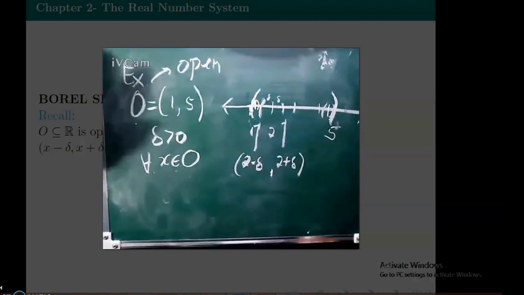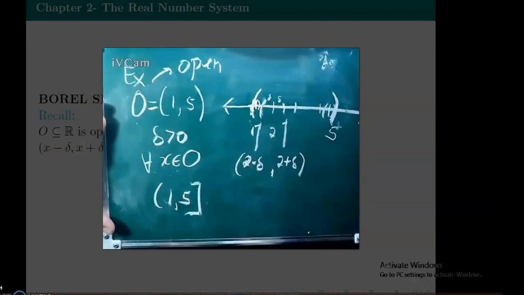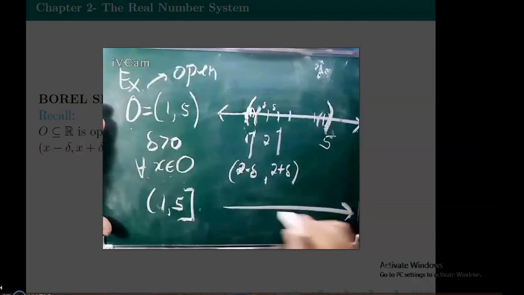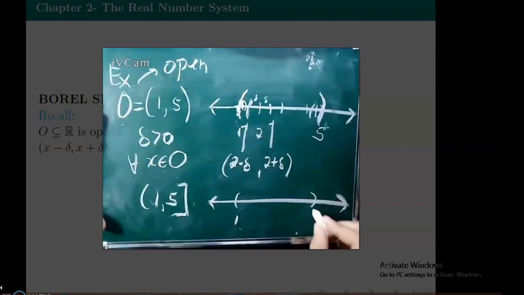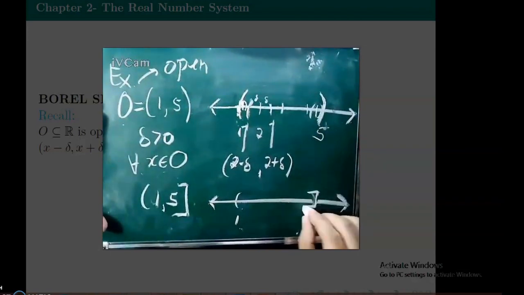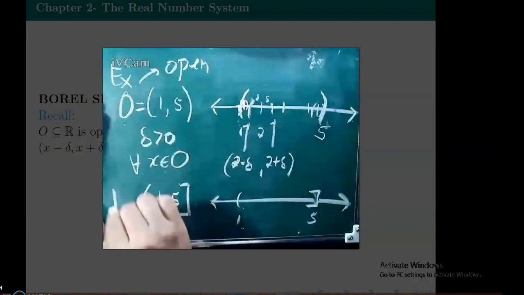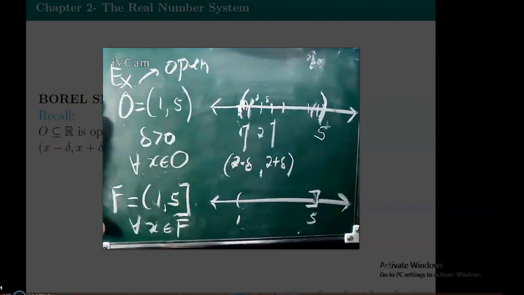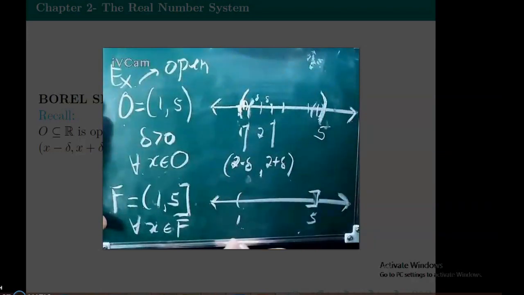Now what about if we consider the set from 1 to 5, this closed one? Let us use the definition to show that this is not open. So say for example, from 1 to 5, this is closed. Take note, x is in the set. Let this set be F. So for all elements x in F, there should exist delta such that this interval is contained in the set.